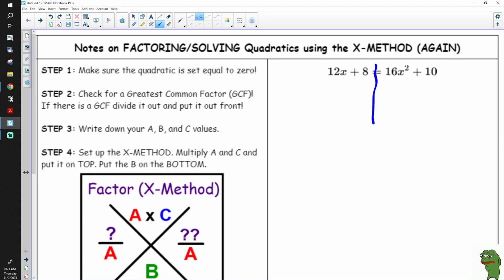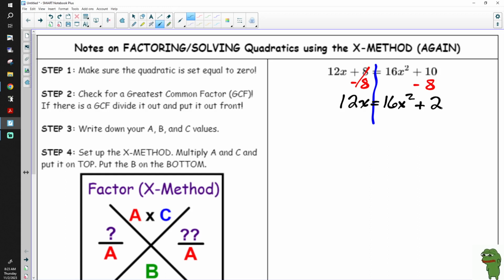I'm going to start by subtracting 8. 10 is a like term, so we're going to subtract 8 from 10, leaving me with 12x equals 16x squared plus 2. Closer, closer, closer. Still not equal to 0.